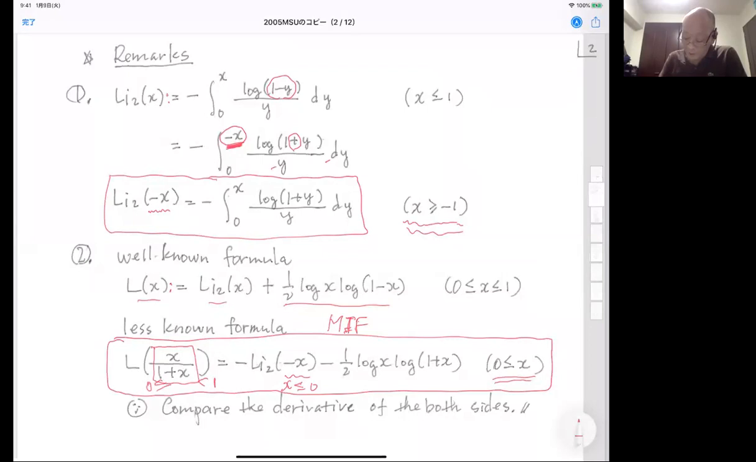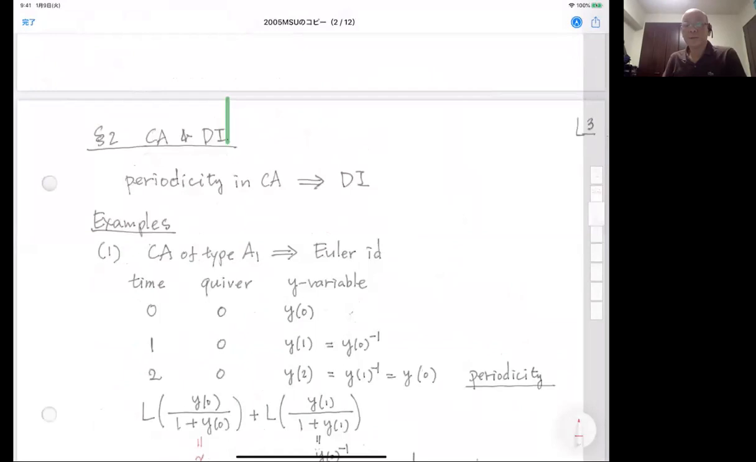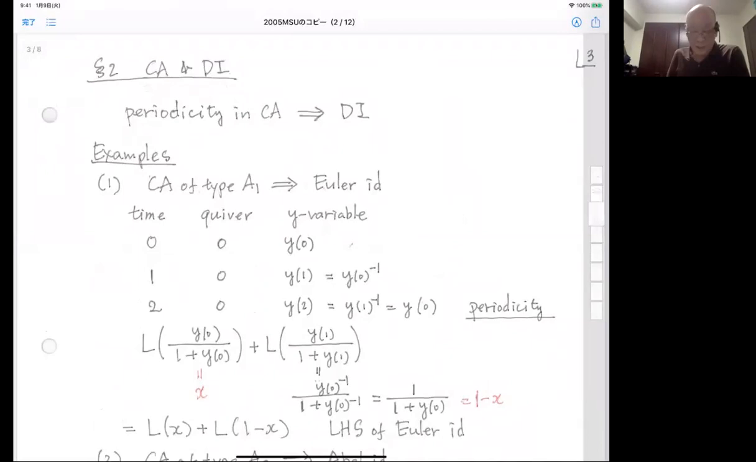Okay, now I'm going to explain. So far, any questions? Okay, so now let me continue. I'm going to explain that these dilogarithm identities are actually related to cluster algebra. In brief, the situation is this: if you have some periodicity in a cluster algebra, then you obtain an associated dilogarithm identity, which I'm going to explain.